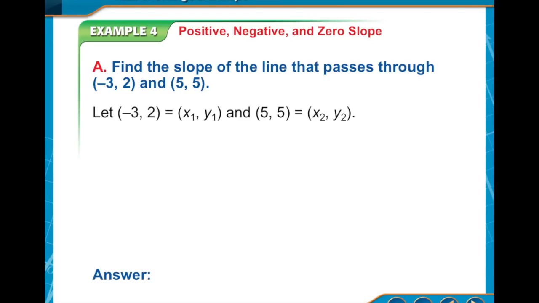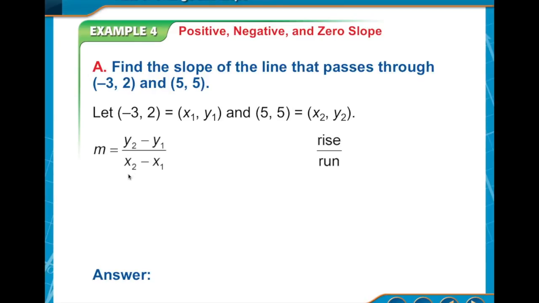So first, we can label our points. We want one of these points to be the 1s and one of these points to be the 2s. That's just saying which one we're going to start with, which one we're going to finish with when we subtract. So if we label this first point as our x1 and y1, the second one then becomes the 2s. So now we have to plug into our formula. This is our slope formula that we already have down. That's our rise over our run.